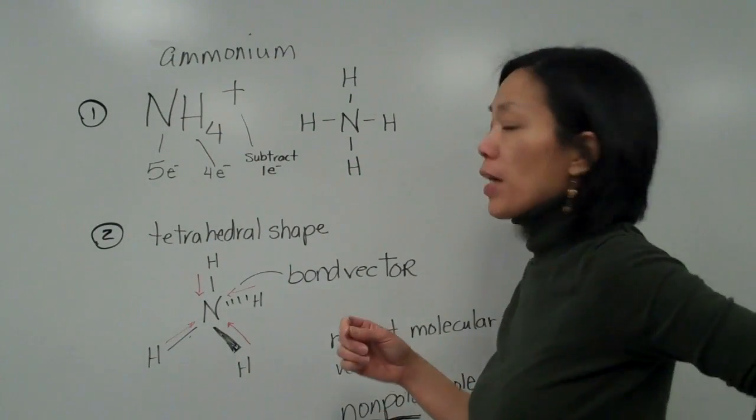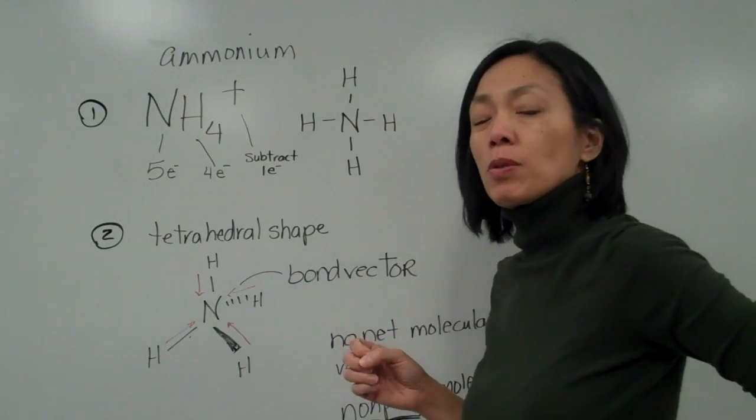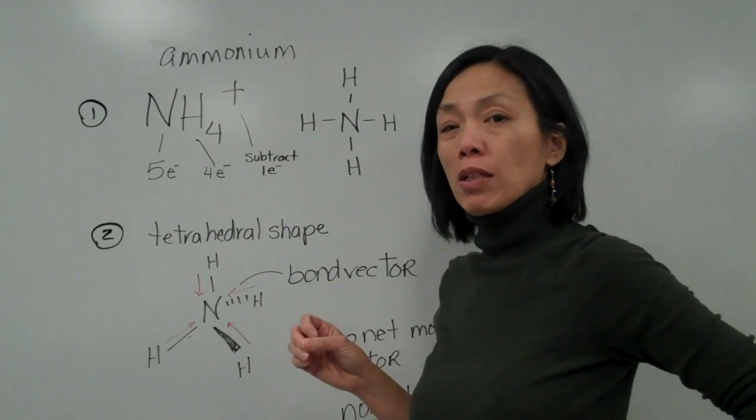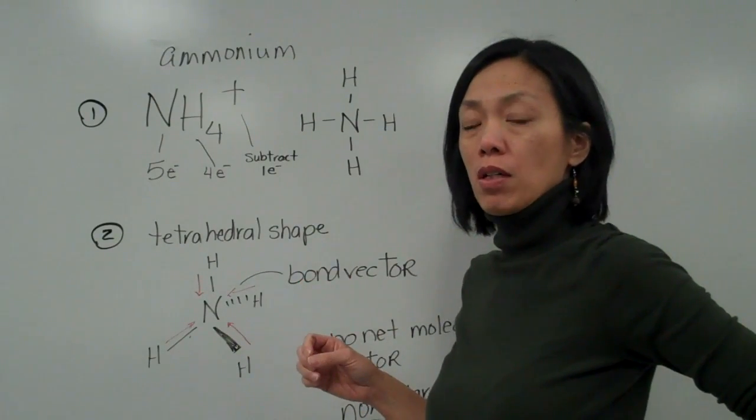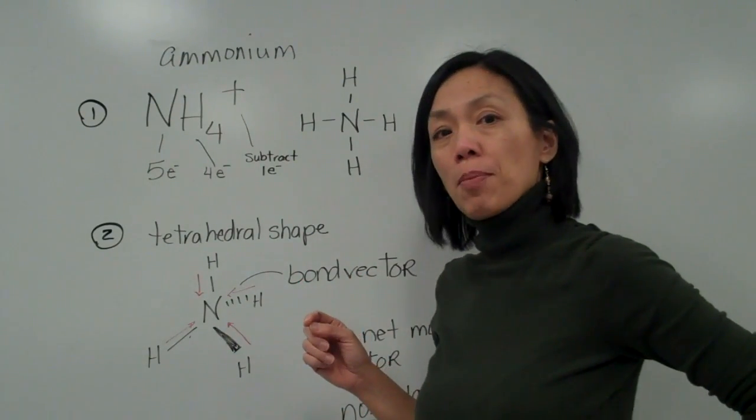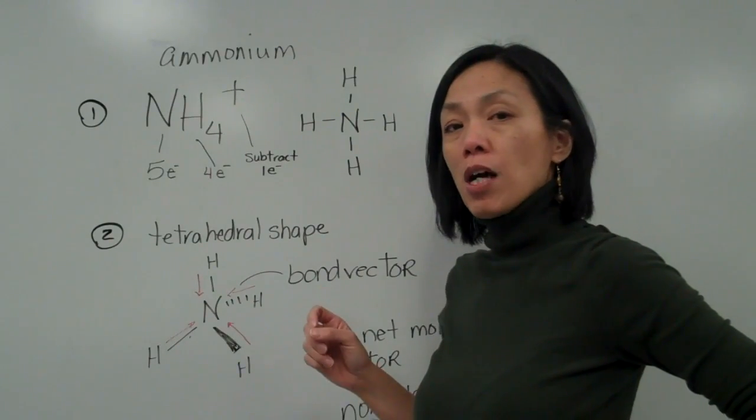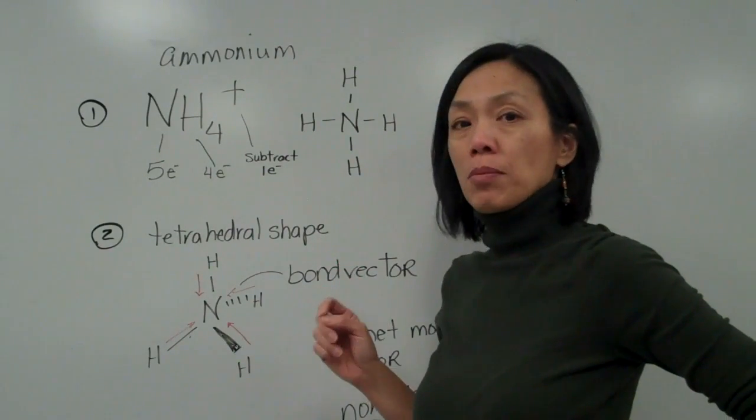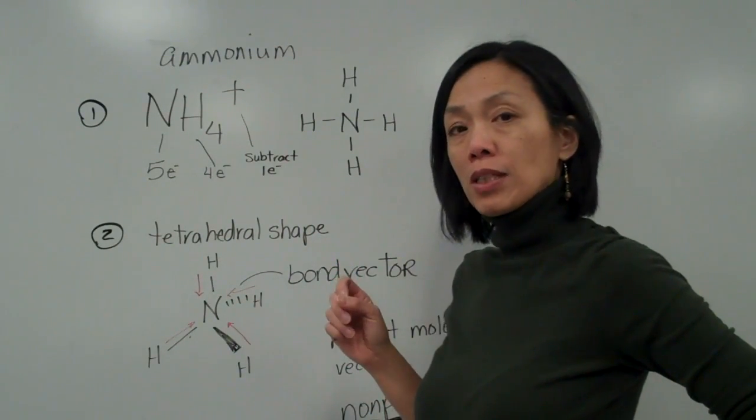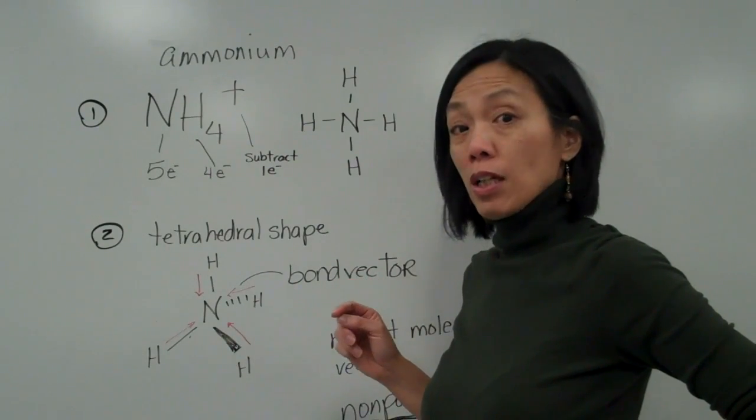I just wanted to make sure that I explained very clearly the difference between how to figure out whether a molecule is polar or nonpolar. So we'll first start with the example of ammonium. Ammonium is an example of a nonpolar molecule. You might want to say, well, how do I do the steps that get me there?